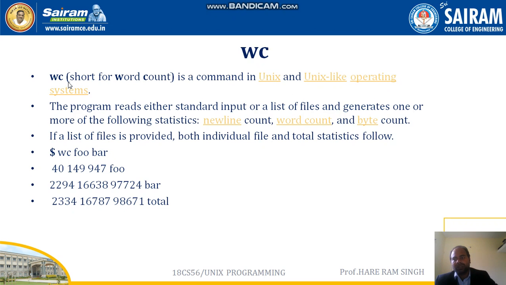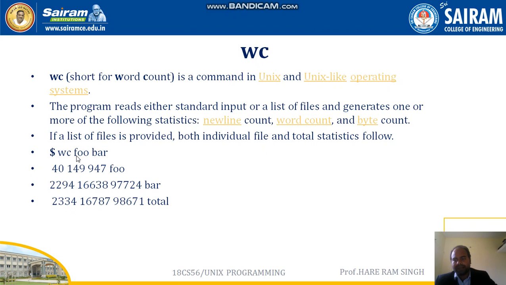Next is word count. Word count, wc for short, is a command in Unix and Unix-like operating systems. It is used to count the words in the Unix operating system. The program reads either standard input or a list of files and generates one or more of the following statistics: new line count, word count, and byte count. So it gives three pieces of information: new line count, word count, and byte count. If a list of files is provided, both individual files and total statistics are given.